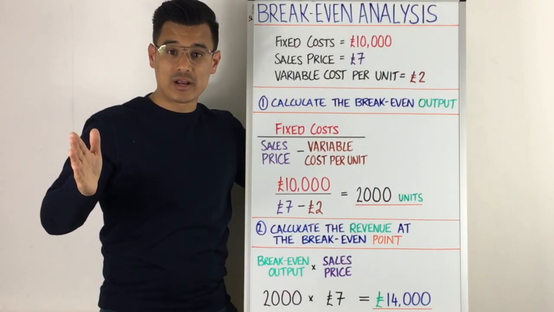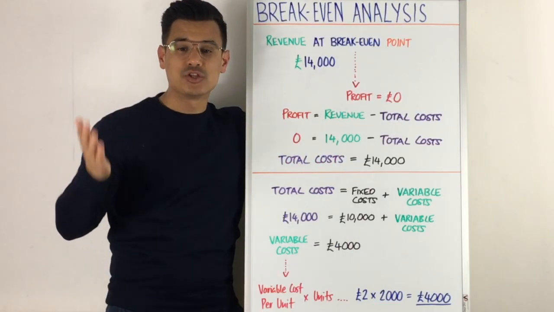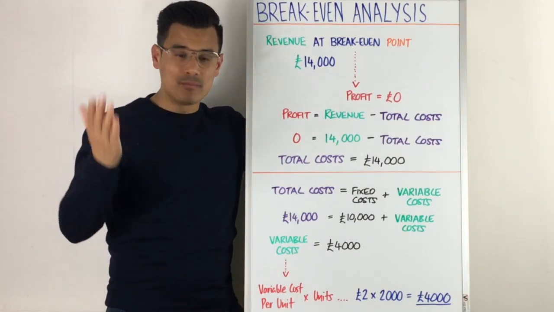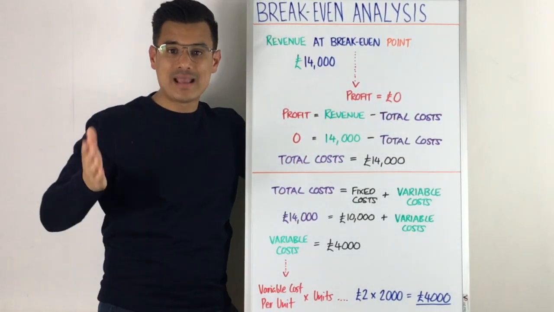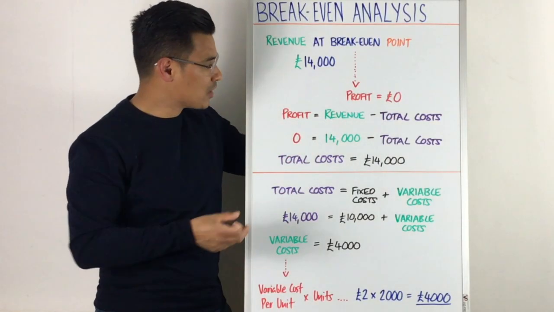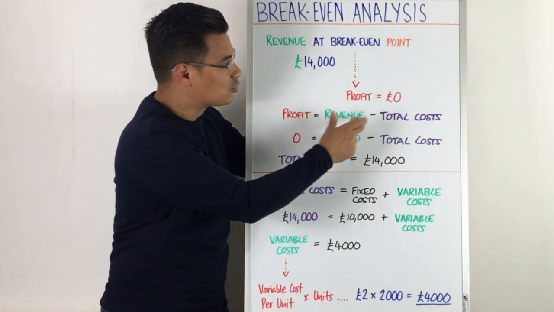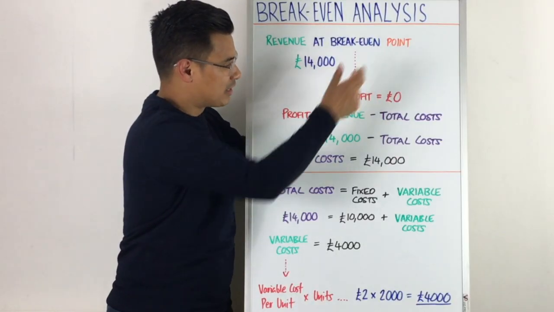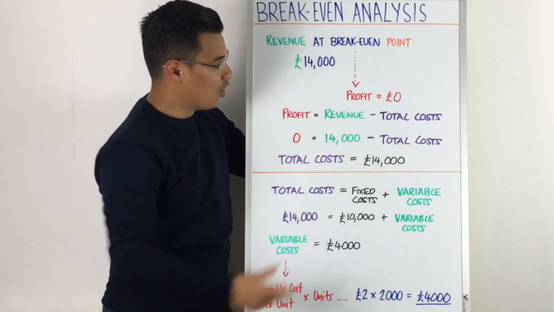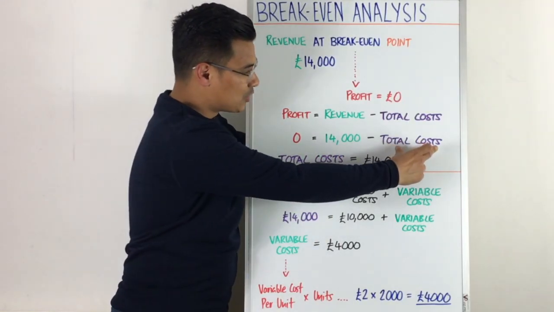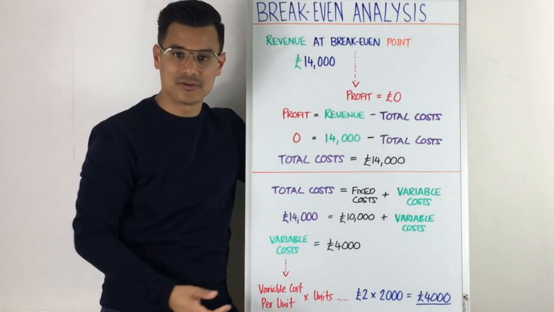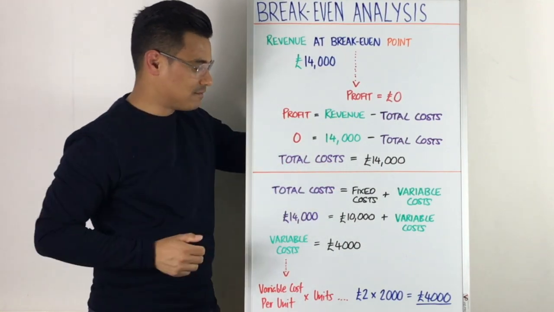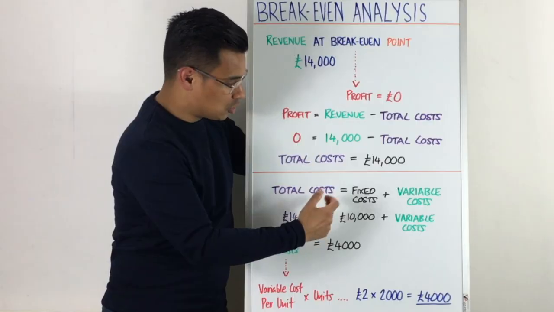Now let's just do a quick trick to check that you have the right answer. You've just calculated that the revenue at the break-even point is £14,000. Break-even point, remember, is basically when you have made zero profit. Your profit is £0. So bringing out that classic old formula of profit equals revenue minus total costs, you can put 0 in for profit because you're at the break-even point. You can put the answer you just calculated of £14,000 for revenue, and so total costs must equal £14,000 because 14,000 minus 14,000 is clearly 0.